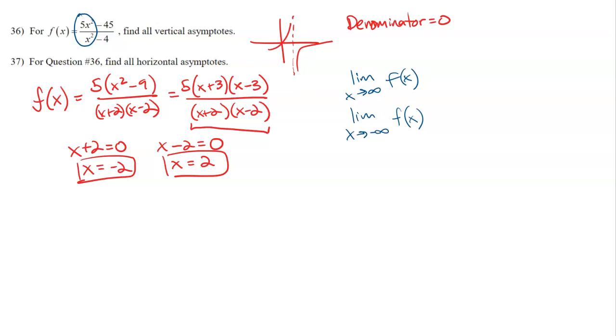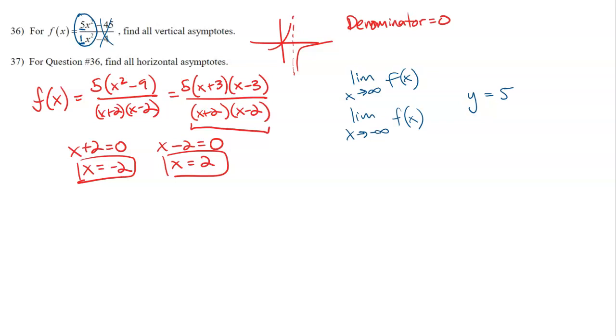If they're equal to each other in power, then all we have to worry about is the coefficients, and we just take that. So here, since x squared is on the top and x squared is on the bottom, we're going to end up with 5 over 1, and we can ignore everything else. And so the horizontal asymptote would just be y equals 5.